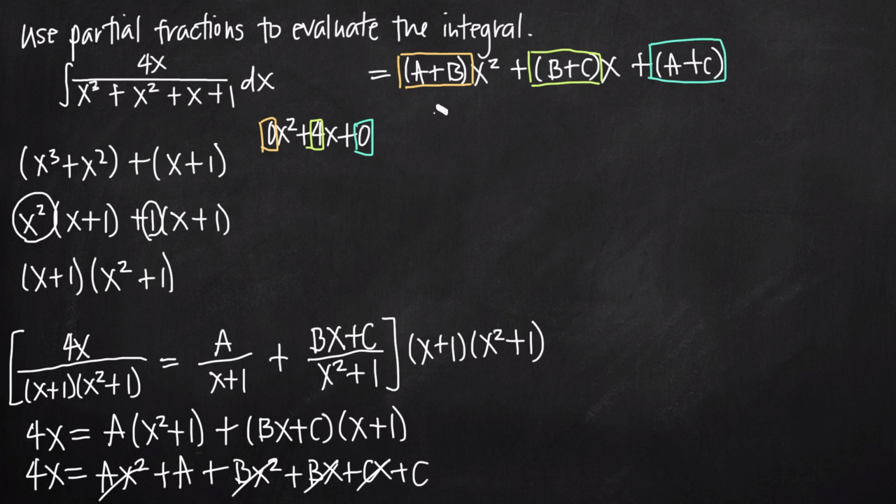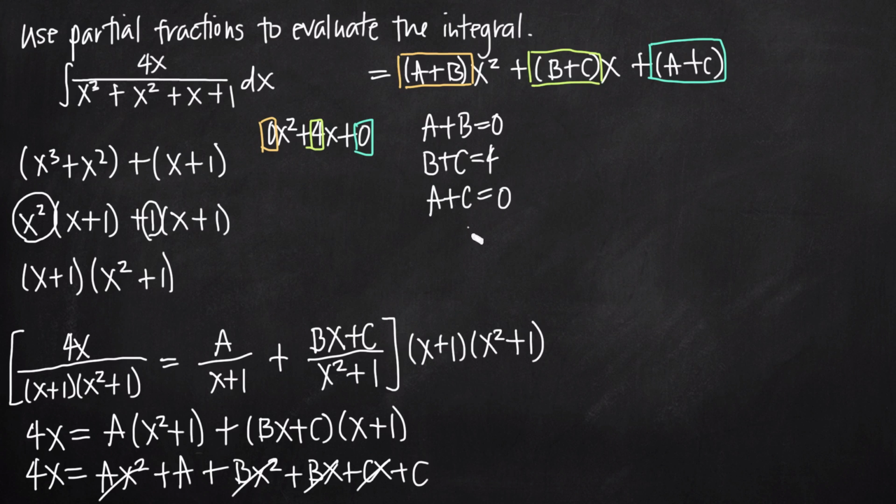These are going to give us our system of linear equations. So we're going to take the coefficients and set them equal to each other. So we know that a plus b has to equal 0. We know b plus c has to equal 4. And we know a plus c has to equal 0. So we need to use these three equations to solve for our constants a, b, and c.